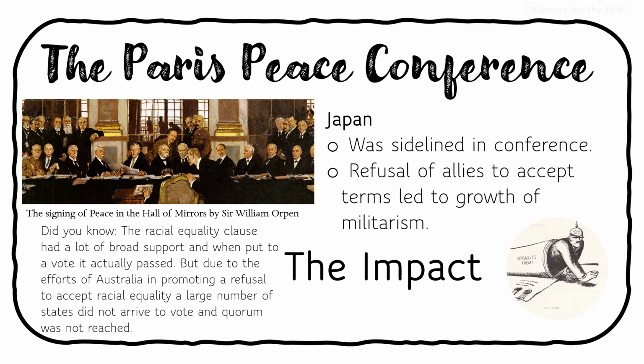The Australians were very much against, therefore, anything which could potentially undermine that policy. The British had to go along with it because they wanted to keep the Commonwealth united together, and the Australian contingent were able to get enough support that although the vote for racial equality actually passed, so many countries didn't show up that they didn't have quorum and the vote didn't count.